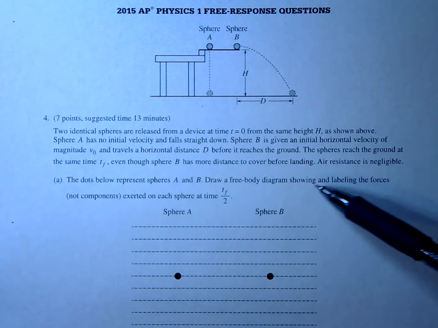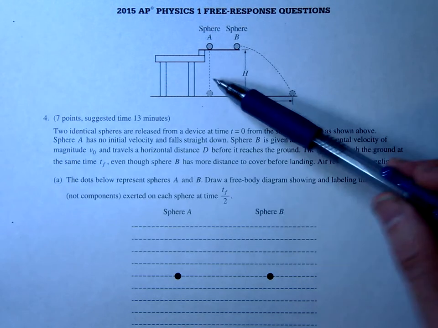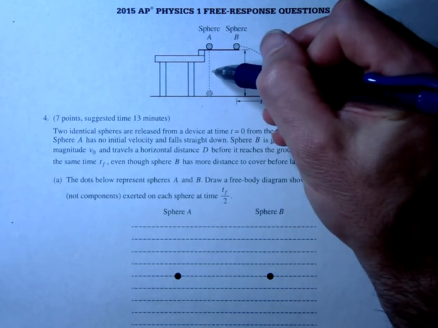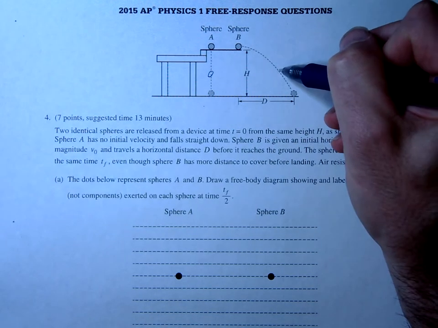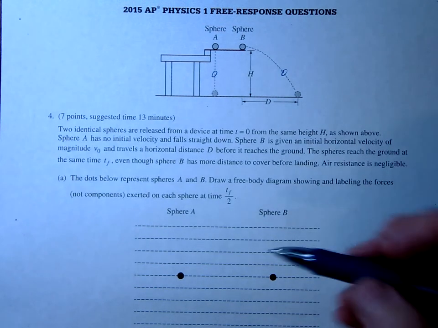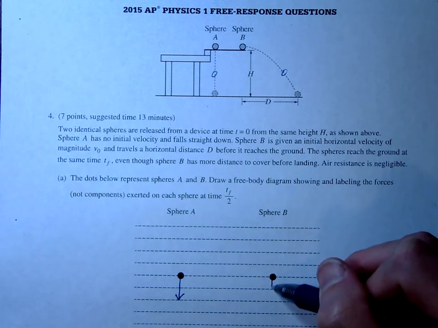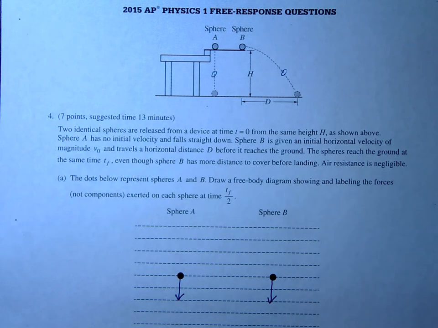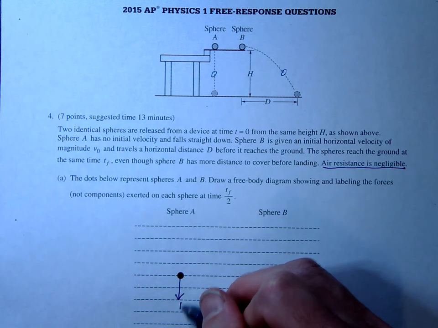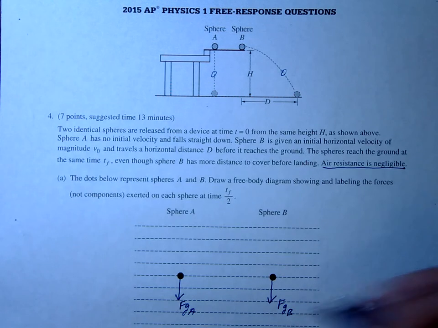So the first thing we're going to do is draw the FBDs, labeling the forces exerting on each sphere at Tf/2. So basically at the halfway point, right? This one would be right here. We know this one's going to follow the same rate, so that one would be right there as well. And we know they both have equal forces, and they're both the force of gravity. So yeah, that should be it. Air resistance is negligible. We don't have to worry about that. So we can just call this Fg on sphere A and Fg on sphere B. Okay, that was easy.